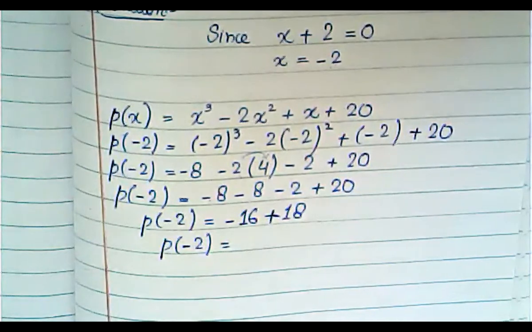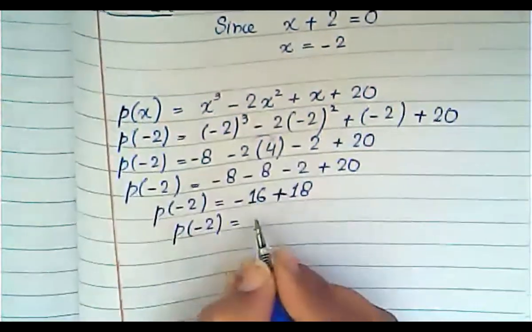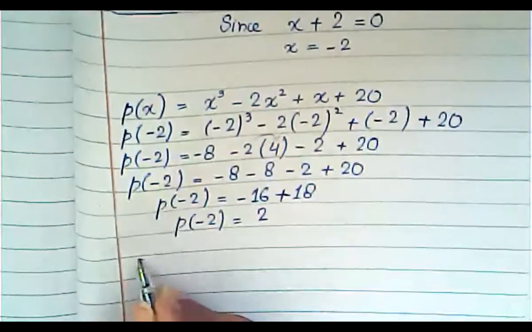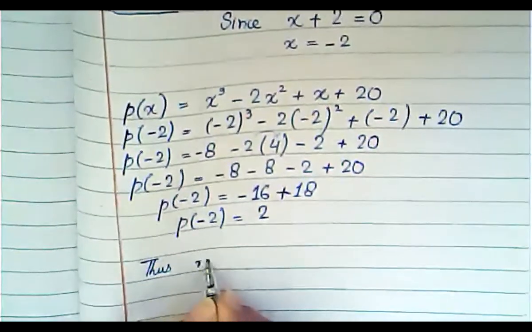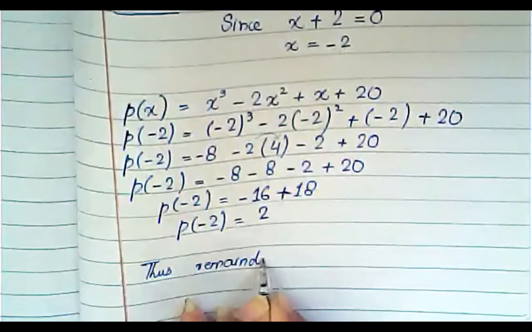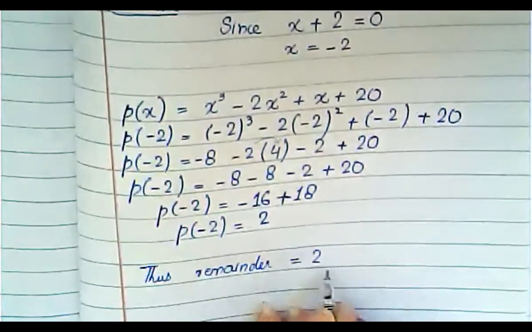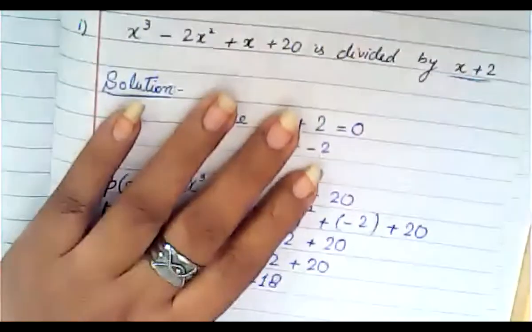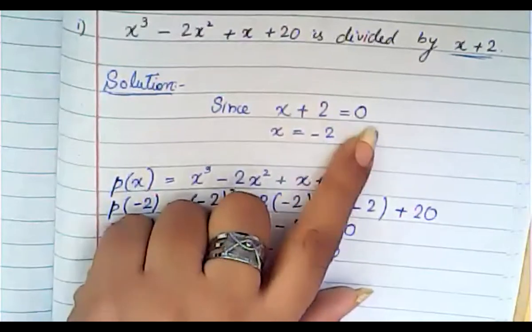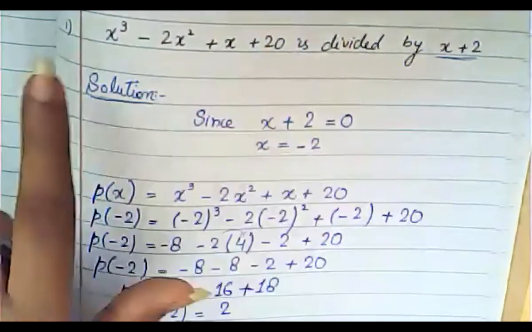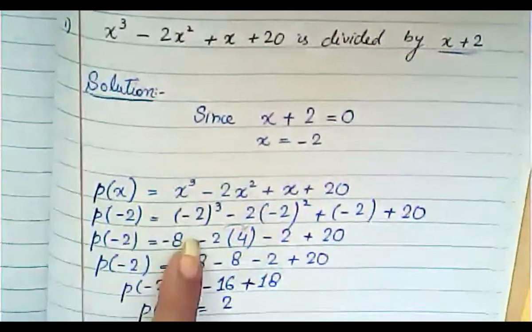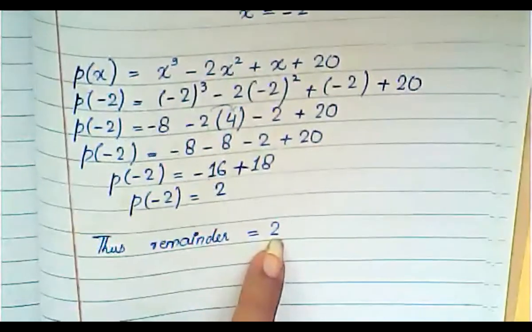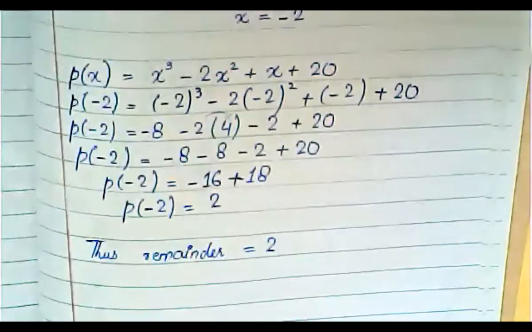Minus 2. Are you sure? Only 2. Or you can say plus 2 will be the answer. The answer will be 2. So you will write here, thus remainder is equal to 2. What is your remainder? The remainder here is 2. So simply, you will decide what your x is here, which is x plus 2 equals 0. So x is equal to minus 2. And then simply put the value of x in the given expression, and without performing the actual division, you will get your remainder, which is 2. Right? Now move on to the next question.